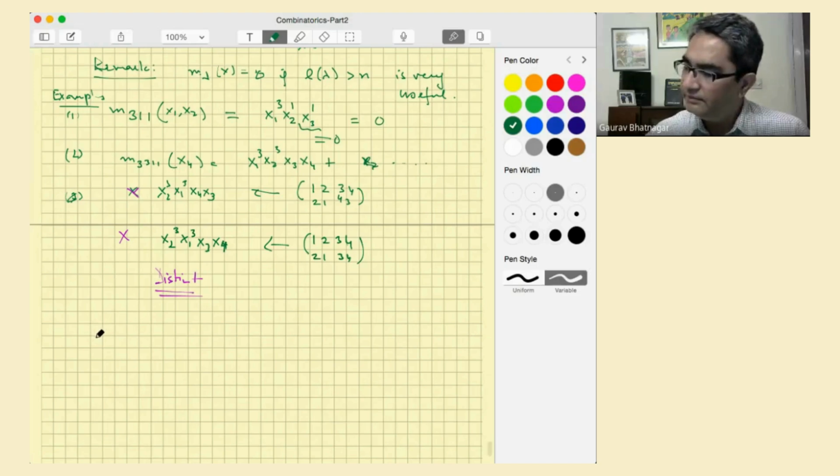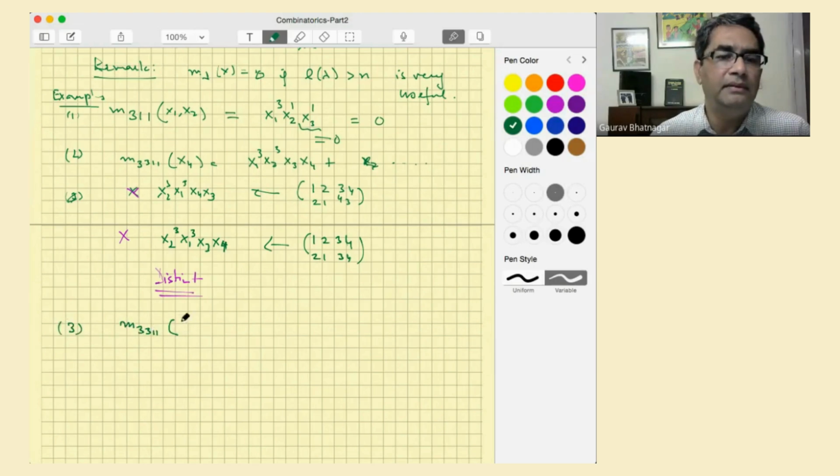Then one more example. Suppose we have 5 variables and we have many terms. So we will have this term x1 cube, x2 cube, x4, x5 also will be there. There will be many terms.